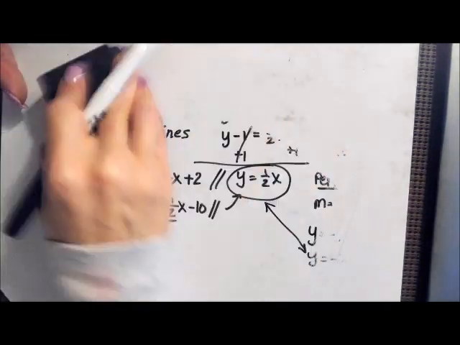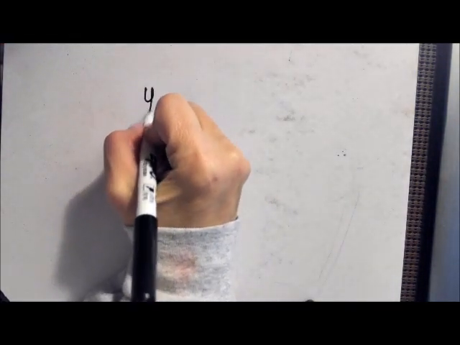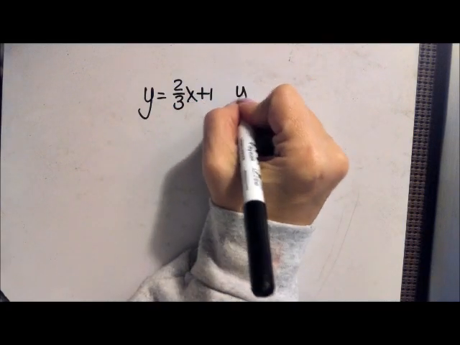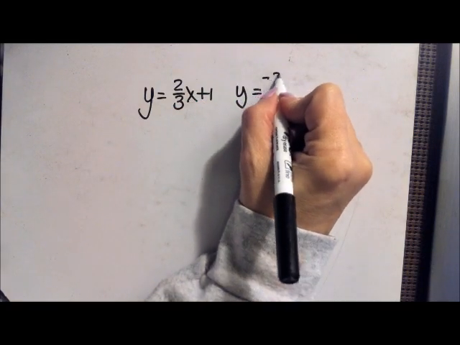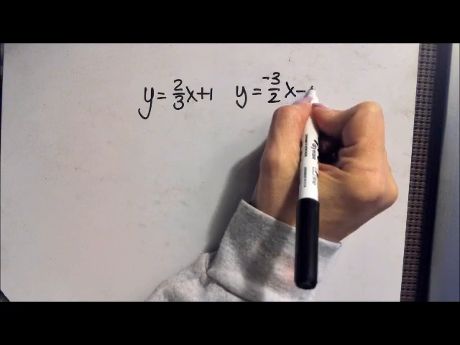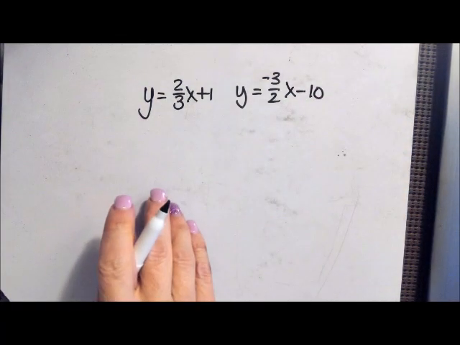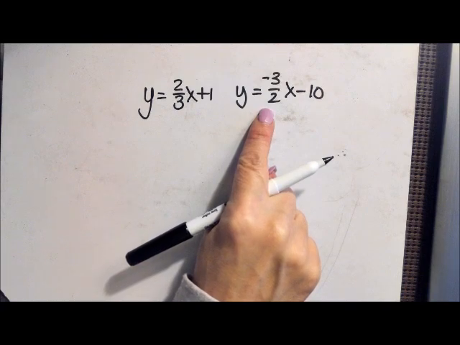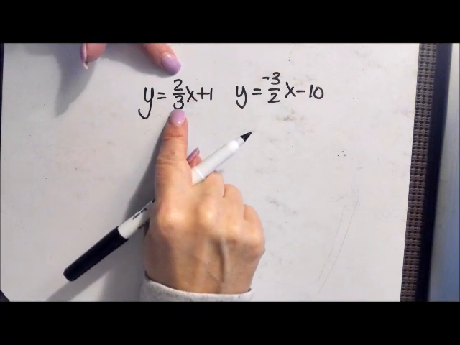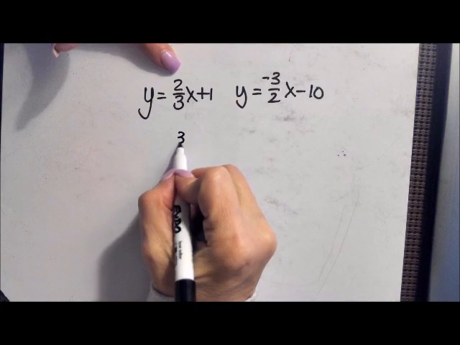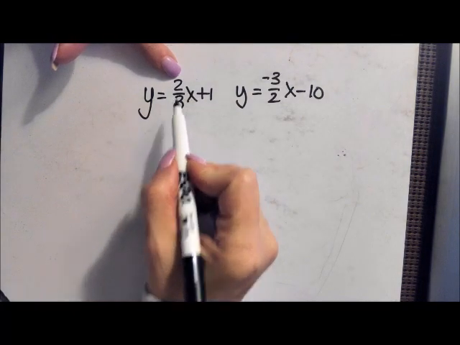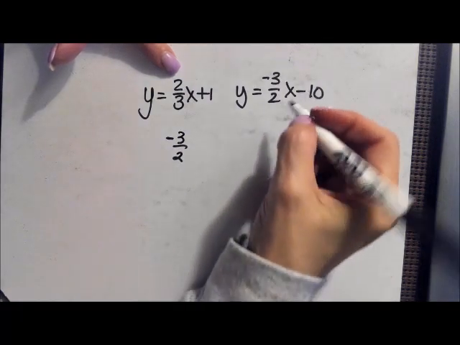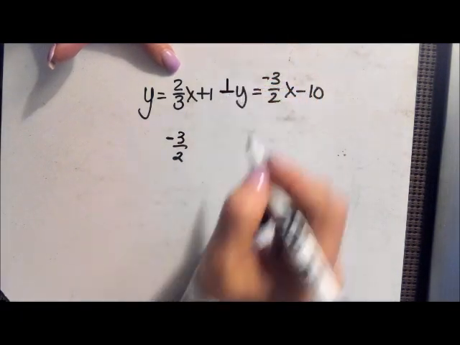So let me ask you this. If I gave you y equals 2/3 x plus 1 and y equals negative 3/2 x minus 10, are those lines parallel? No. The slopes are different. Are they perpendicular? Well, let's see. If I take 2/3 and flip it, I would get 3/2, and it's positive, so I need to make it negative. Flip it and switch it. Oh, yeah, those are the same. So, yeah, these lines would be perpendicular.